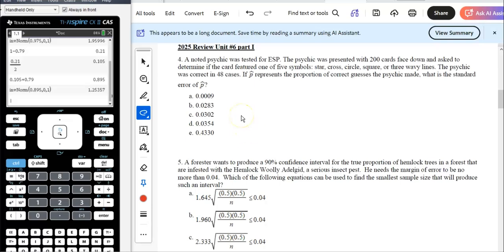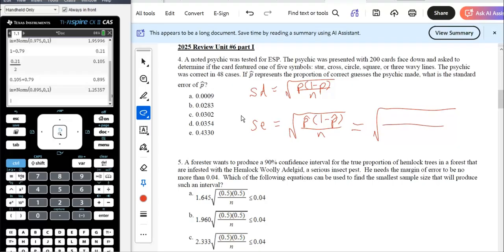So you might even look on your formula sheet. I think the difference with standard deviation is a square root of p times 1 minus p over n. I think standard error is the same formula. This is from memory, so hopefully I'm right, with p hat times 1 minus p hat. Usually we use this when we don't know the true proportion, so we're plugging in p hat for that.